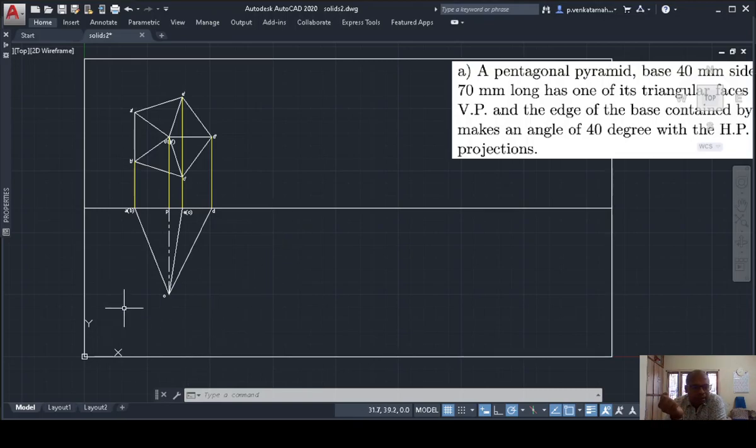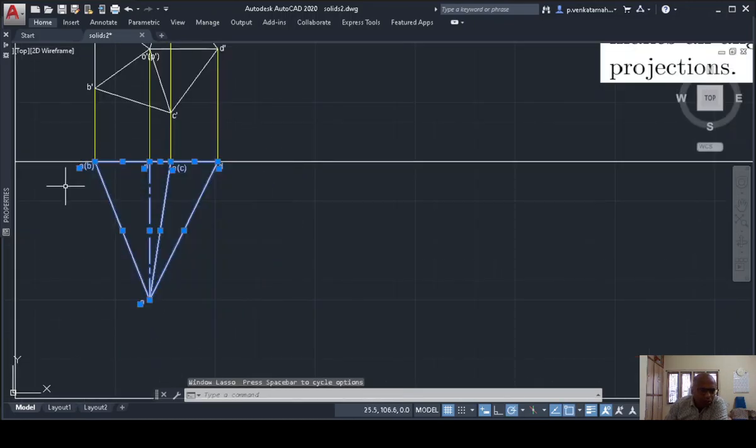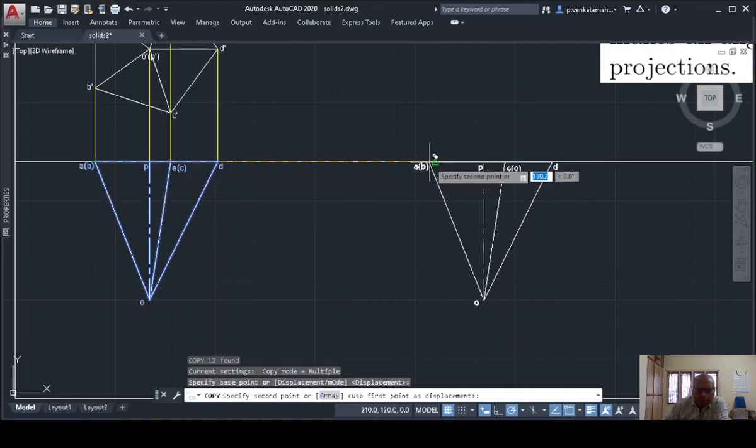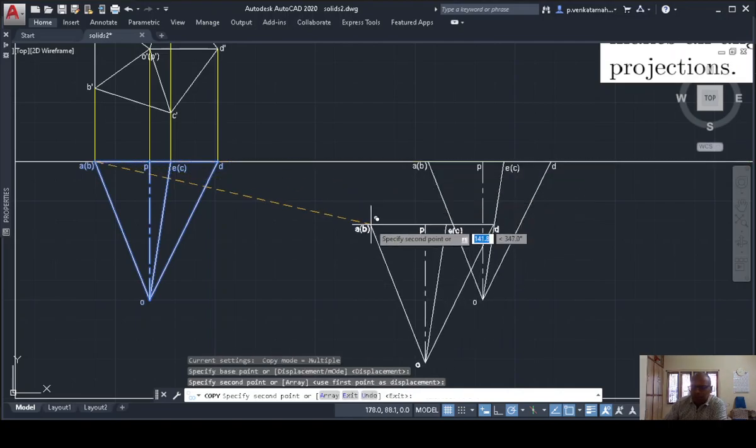Now here the question says that one of its triangular faces is in VP. So that means this OAB, it is one line. So this one line we can make lie on XY, so that the triangular face OAB lies on this XY line. So how to do that? Again I am using the same command, copy this with this as the reference and place it here. I am placing it in such a way that this OAB will be on this line without touching this.